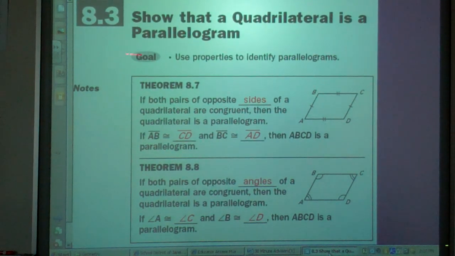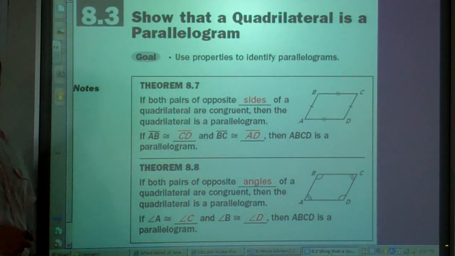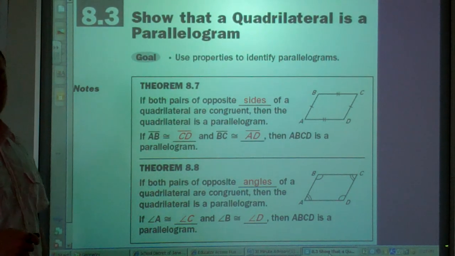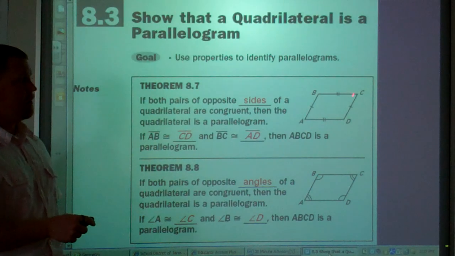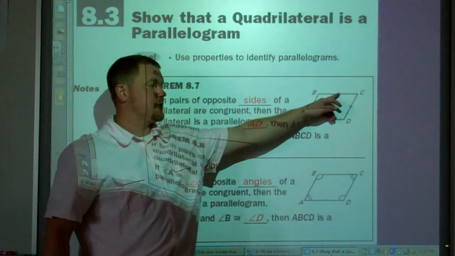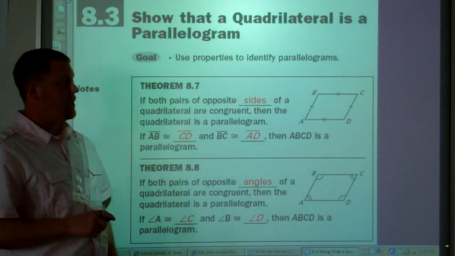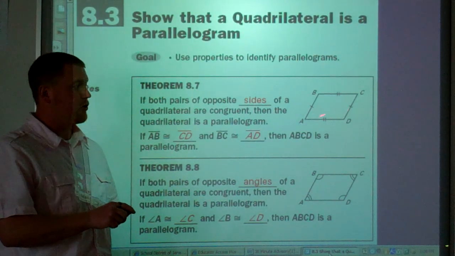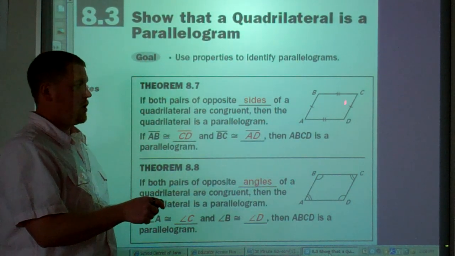Alright, today we're showing that a quadrilateral is a parallelogram. We're trying to prove we have a parallelogram. So when can we do that? If both pairs of opposite sides, segment BC congruent to segment AD and segment AB congruent to segment CD, are congruent, then we have a parallelogram.